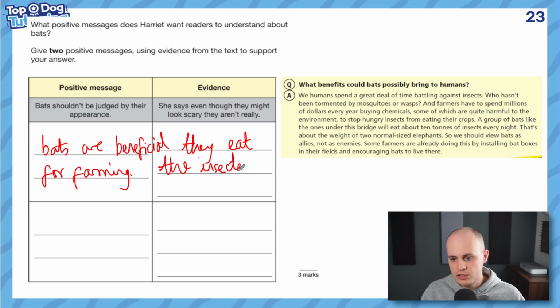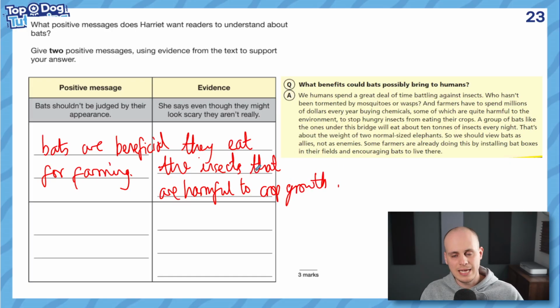And what do the insects do? Why is that relevant? They eat the insects that, I'm going to use directly from the text here, that are harmful to crops or crop growth. So there's my evidence from the text. Okay, she made it very clear that that's the problem, that hungry insects eat their crops, which would have been an easier bit of evidence to write. Hungry insects eat their crops.